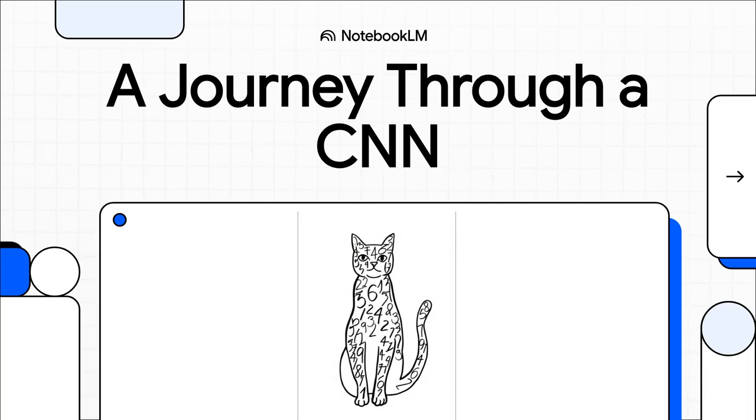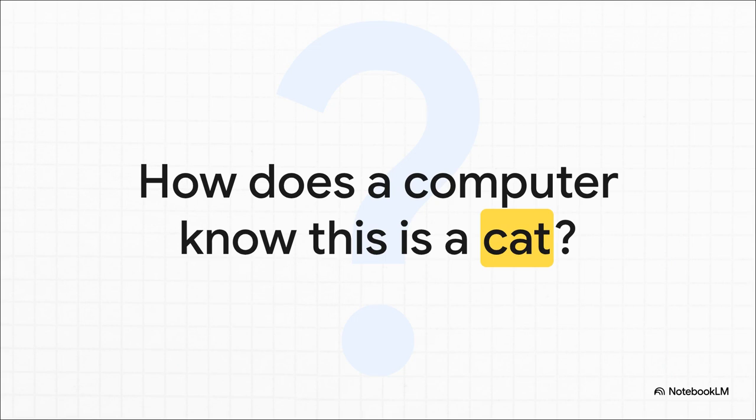Welcome to The Explainer. Today, we're diving into something pretty wild. How does a computer actually learn to recognize what's in a picture? The secret lies inside a special kind of AI called a convolutional neural network, or CNN. Let's break it down. So let's start with a question that seems super simple on the surface.